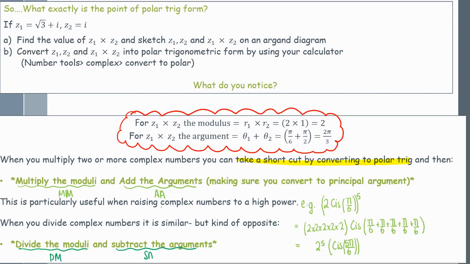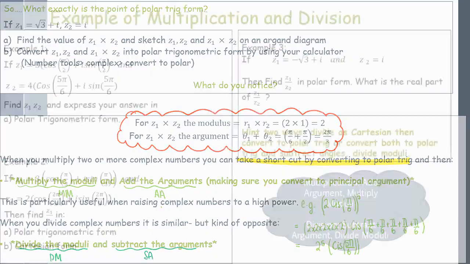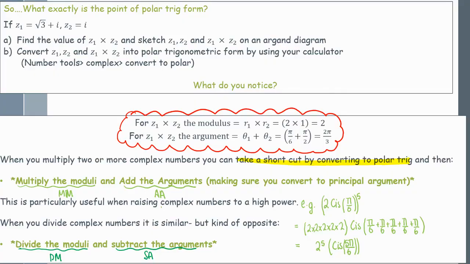Similarly, when we divide complex numbers, we divide the moduli and we subtract the arguments to get the new modulus and the new argument of z1, say, divided by z2.